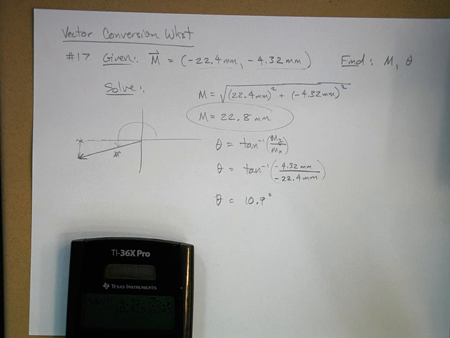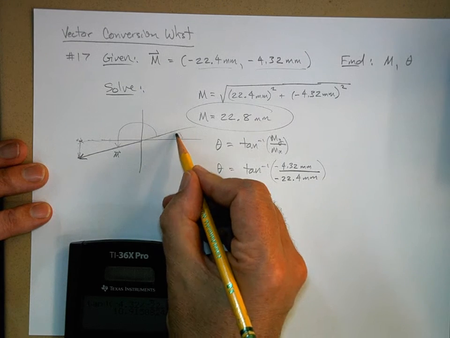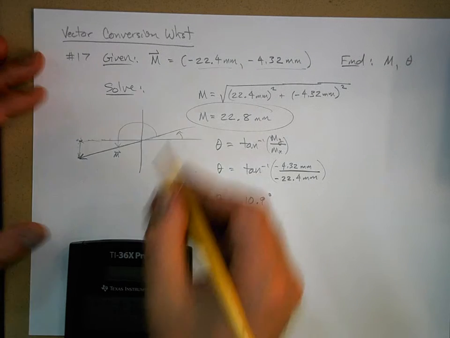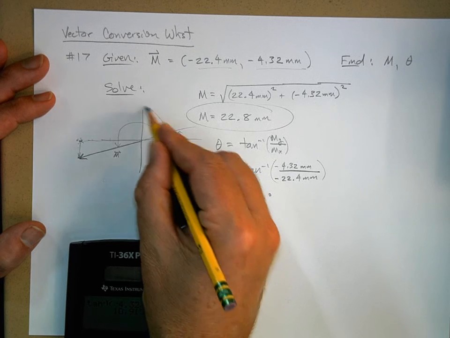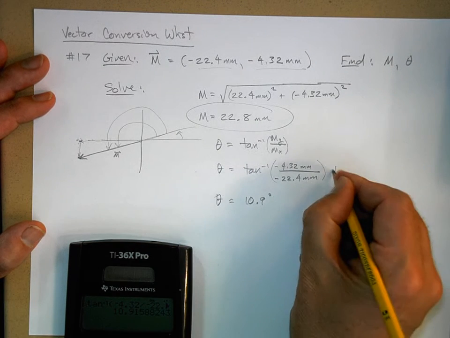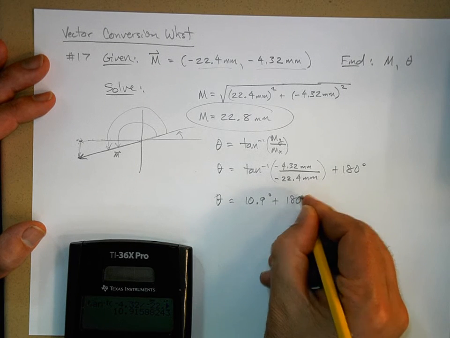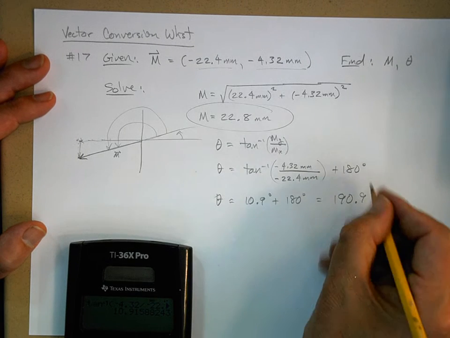Now I'm looking at my drawing. Is that correct? Is 10.9 degrees correct? No. 10.9 degrees is up here. That's 10.9 degrees. So what do I have to do to my answer? What do I have to do to the answer? I have to add 180. Yeah, that's right. Way to go, Grant. So it's 10.9 plus 180 degrees, which is 190.9, or you could put 191 degrees.